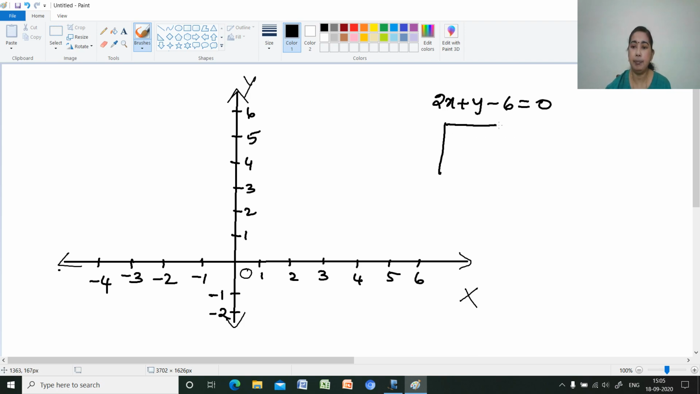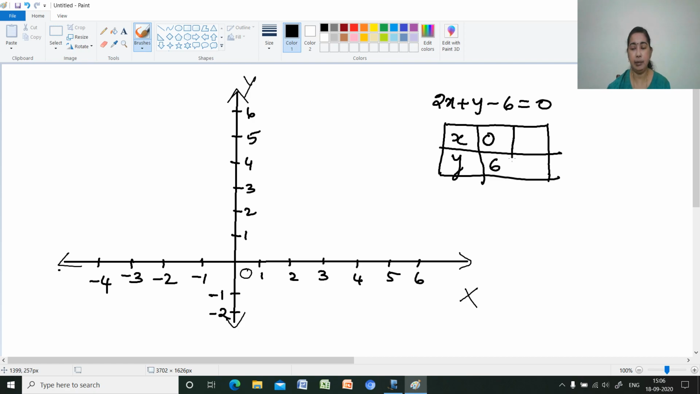Now here we can plot the values. First for that I have to take x value, y value. We will give the value for x. First I am giving 0. What happens to the value of y? X equal to 0 means y will be 6.